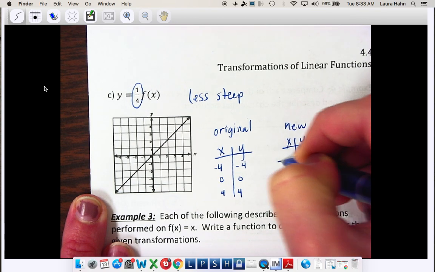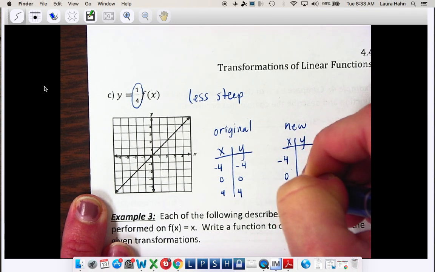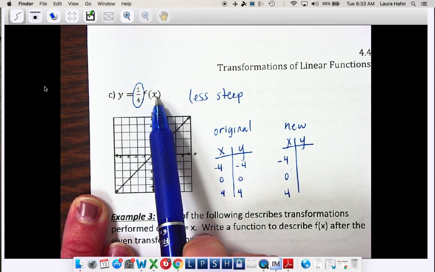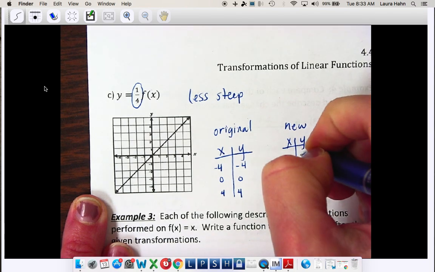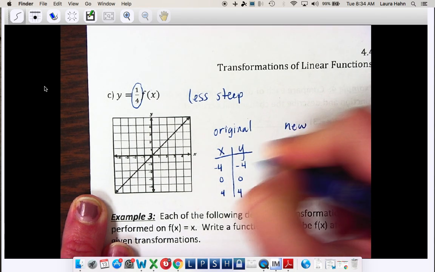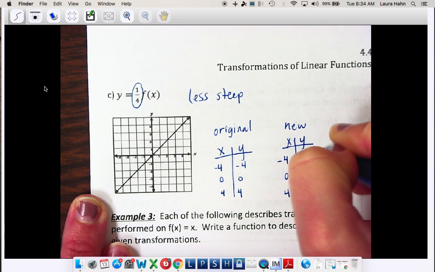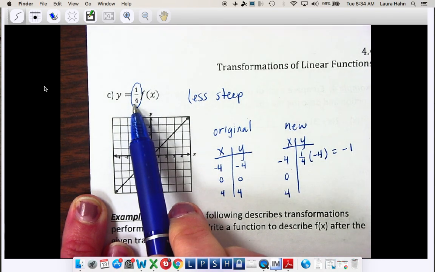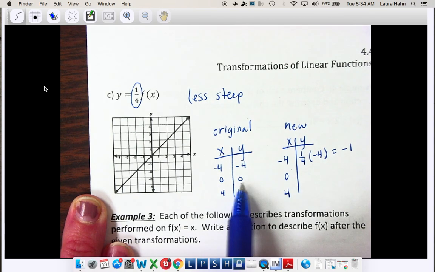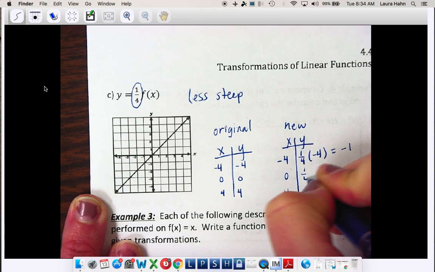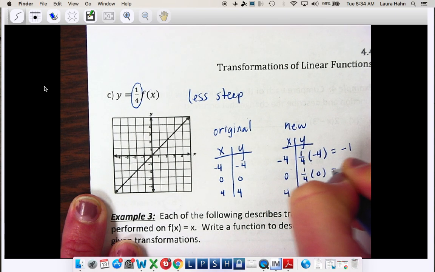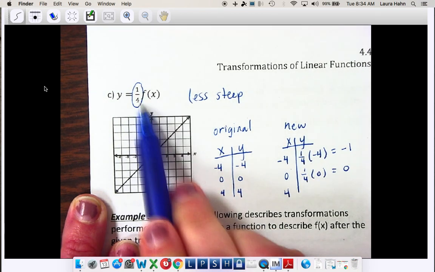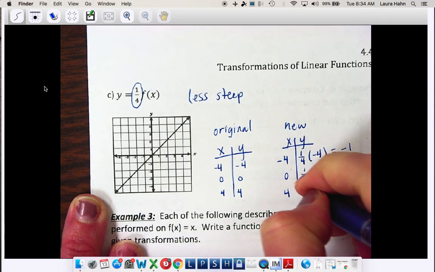So I'm going to use my same x's. But we're going to take our original y's and we're going to multiply them by 1/4. So 1/4 times -4 is -1. Now I'm going to take 1/4 times my original y, so 1/4 times 0, which is 0. And then finally 1/4 times my original y, which is 4.